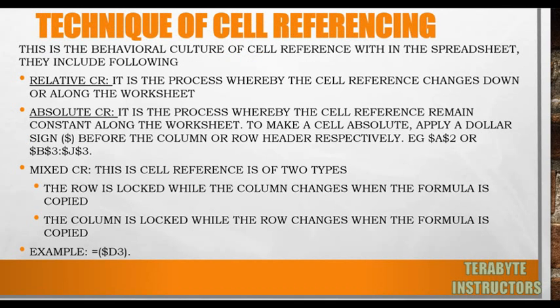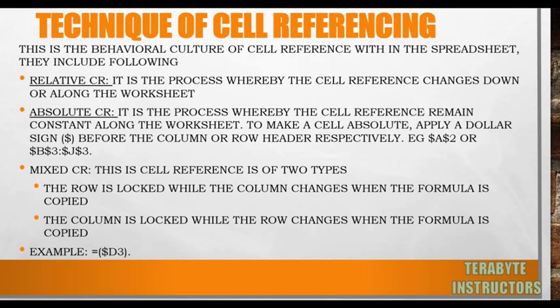Now the next thing I have is the technique of cell referencing, which is the behavior of cell references. I have three there: relative cell reference, absolute cell reference, and mixed. For relative cell referencing, you don't make use of the dollar sign, just the same way you have been writing SUM equals and every other piece of information there. For the absolute cell reference, it is a process whereby the cell reference remains constant along the worksheet, and you make use of a dollar sign.